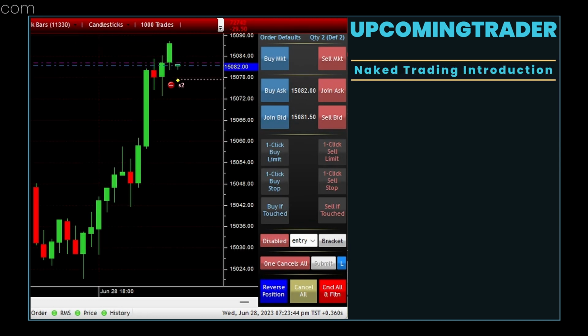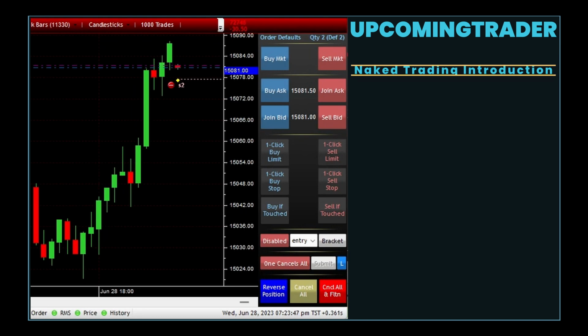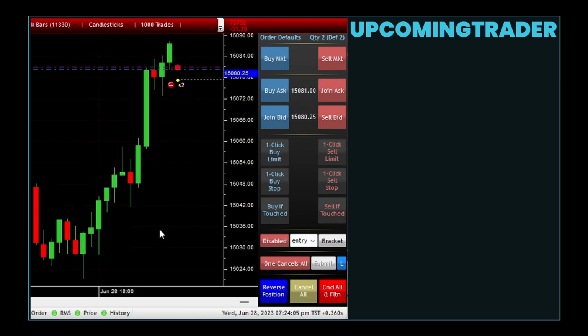Have you ever heard about naked trading? What do you know about naked trading? Let's go into some detail. Naked trading means that you as a trader can identify the current market movement by price action alone, without the use of many technical indicators.